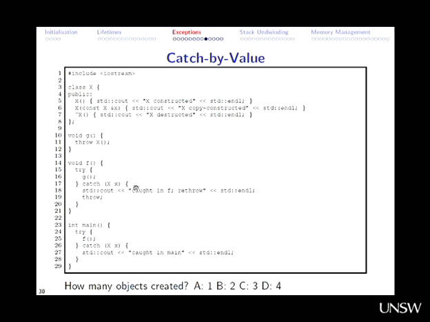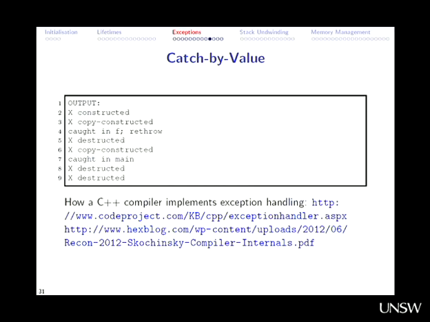Now we're going to call throw a second time. So we're going to re-throw and catch it again. It gets caught down here. We've now created 3 objects. So this code, catching by value, has created 3 objects. X was constructed, then copy constructed, and caught. One of the X's was destructed. A third X was copy constructed, then it was caught in main, then 2 other ones were destructed.